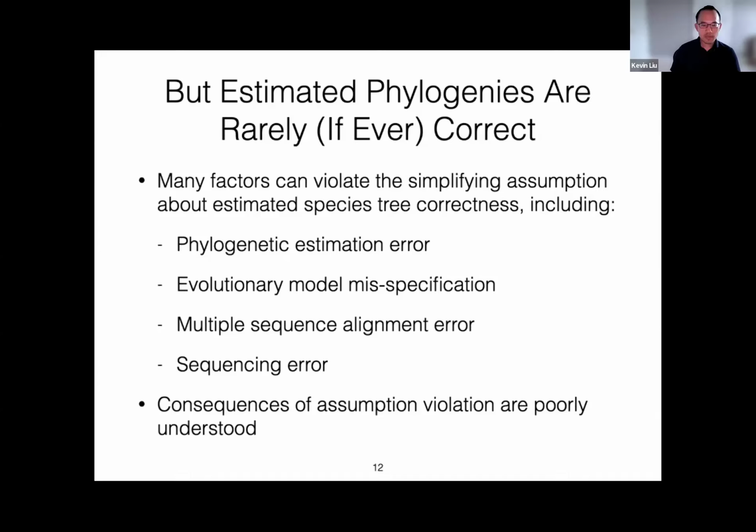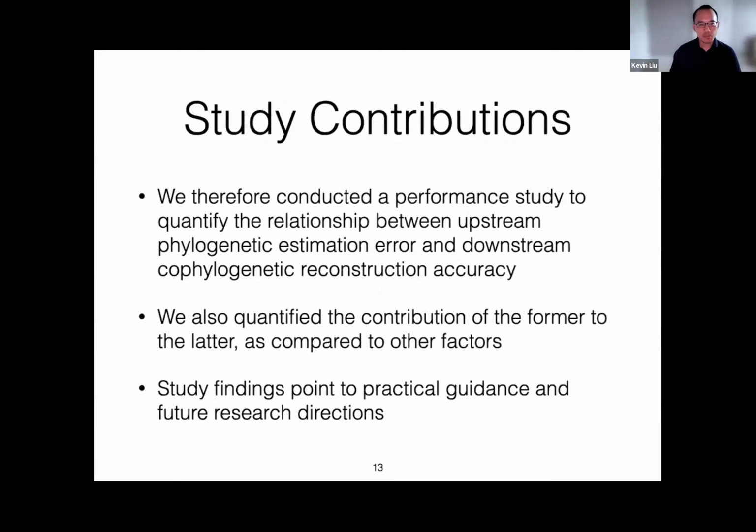And so in this particular context, we just wish to not only establish that upstream tree estimation error can impact downstream co-phylogenetic reconciliation, but also to quantify these impacts in this particular study. So this is essentially what we set out to do using a series of experiments, as well as to provide practical guidance. Today, I'm just going to show you a few highlights in the time that I have.